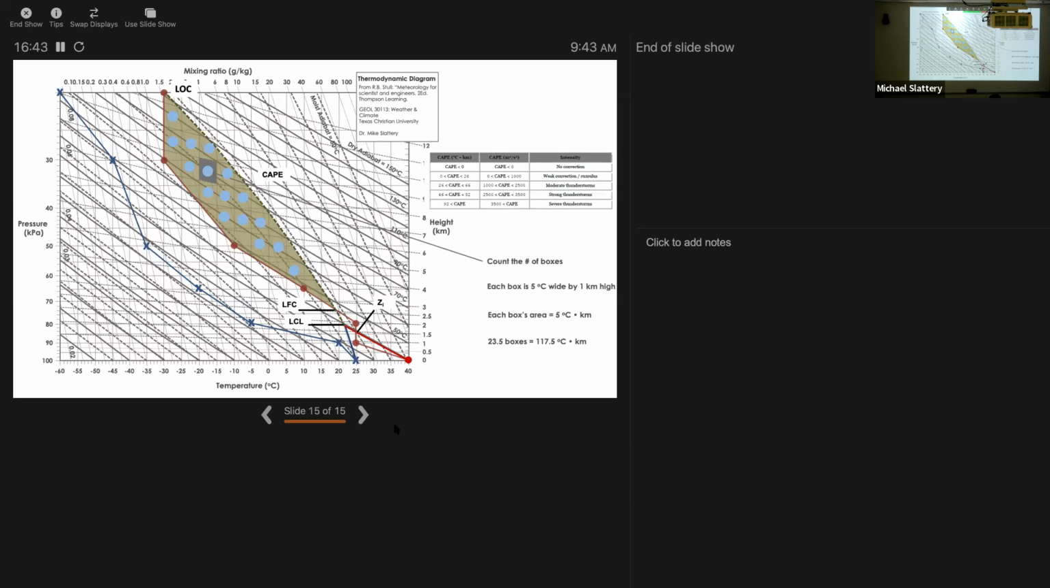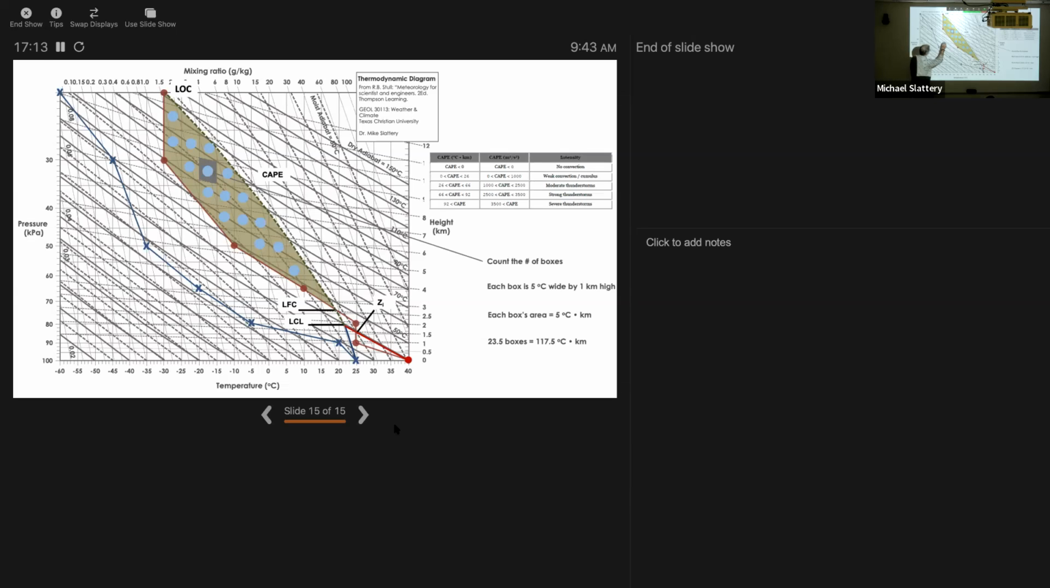So in this example, let's say you counted up 23.5 boxes. You multiply that by 5 degrees Celsius kilometers, and 23.5 boxes multiplied by 5 degrees Celsius kilometers gives you this number here, 117.5. And you just look over here: how much CAPE do we have? Well, the CAPE is greater than 92, it's 117. We've got a huge amount of convective available potential energy.